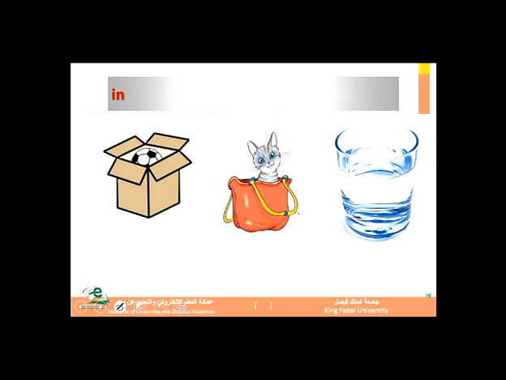Okay, finally, or basically before the final slide, we have the preposition in. This is clearly when there is something inside something else. Look at this cardboard. There is a ball, a football if you like, inside it. So you can simply say the ball is inside the box. The cat is in the bag. The water is in the glass. So clearly in indicates that some item is inside something else.